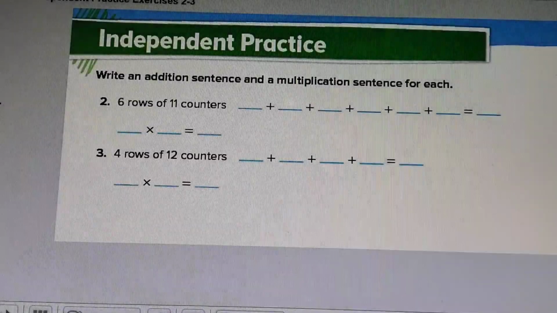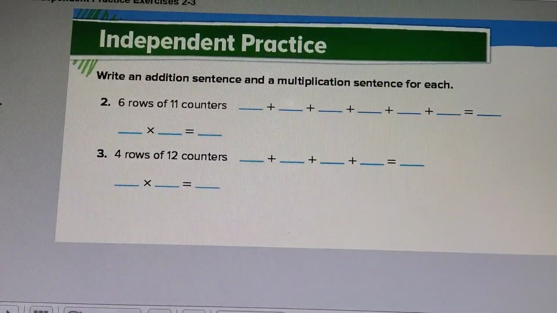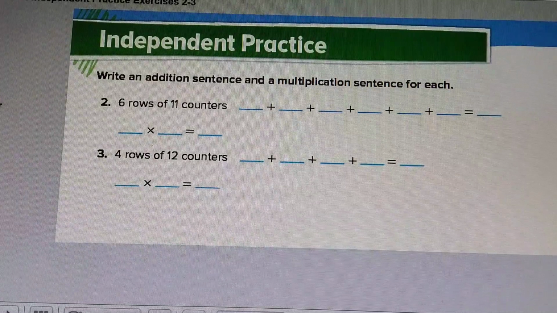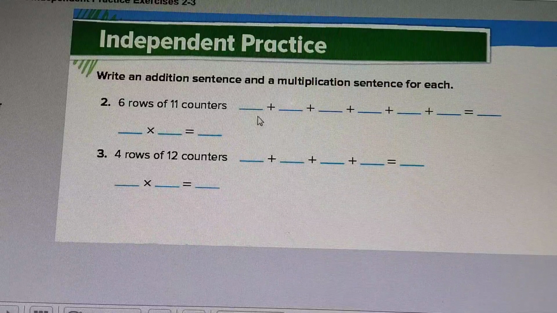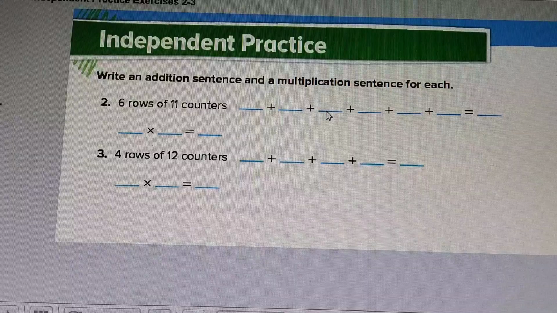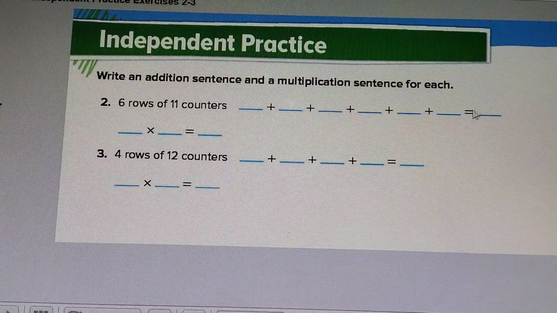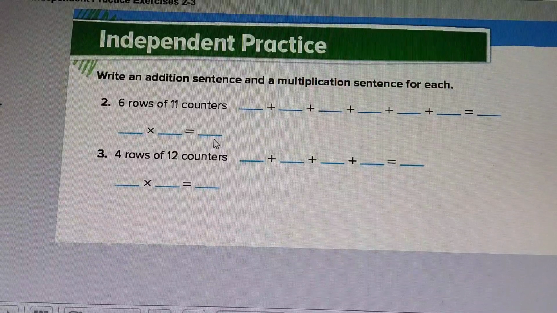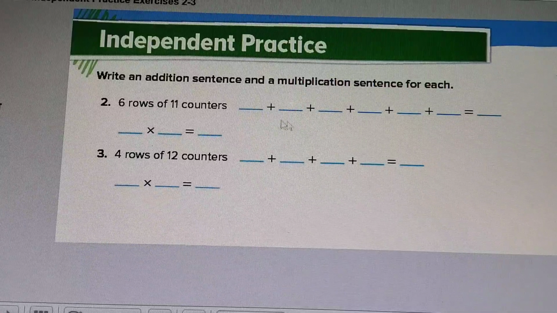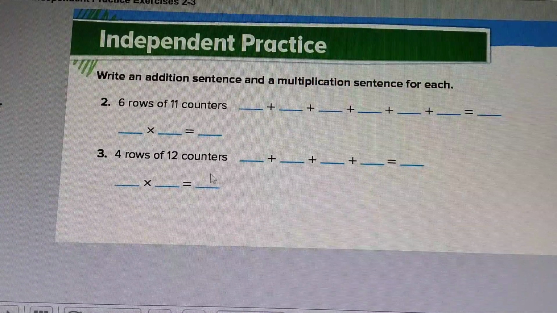Independent practice, numbers 2 and 3. Write an addition sentence and a multiplication sentence for each. 6 rows of 11 counters. So here we have 6 spaces, so we'll write 11 plus 11 plus 11 plus 11 plus 11 plus 11 equals unknown. 6 times 11 equals, so this number 2 times, 66. And all of these 11s, if you add them up, they equal 66.